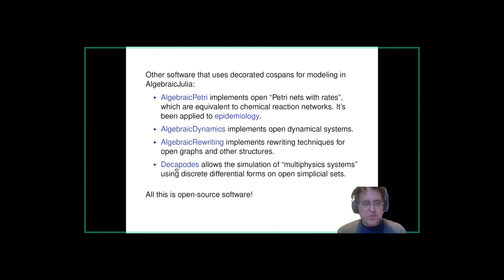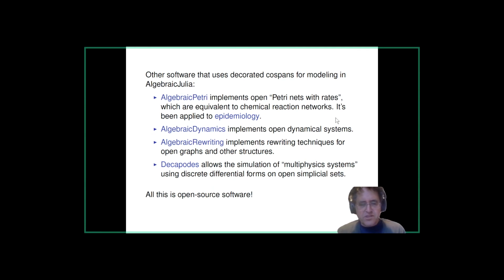There's some piece of software, with the funny name Decapodes, that allows the simulation of multi-physics systems, meaning physical systems where you have different types of physical models, like one kind of PDE for fluid flow, another kind of PDE for heat diffusion, and so on. It's all using discrete differential forms on simplicial sets to actually convert these PDE into systems of ODE that you can actually solve on a computer. And you can glue together different chunks of physical systems using the decorated cospan math.